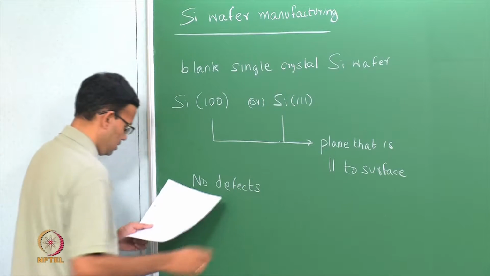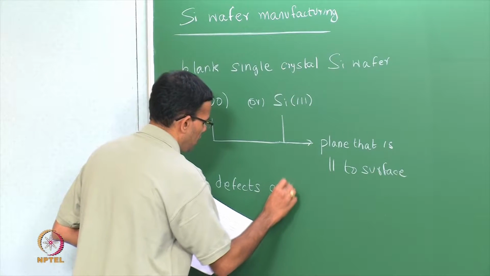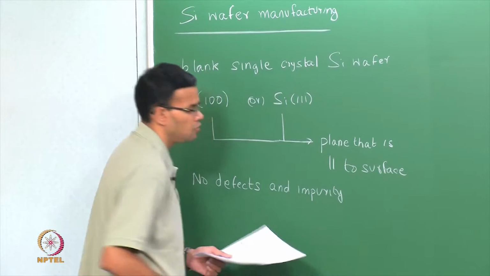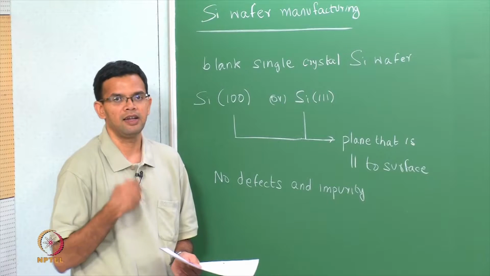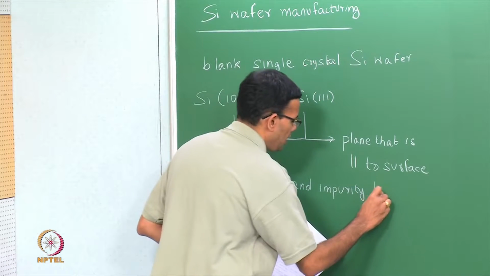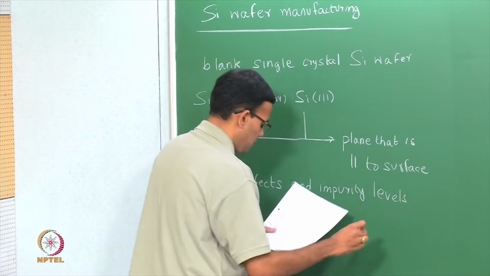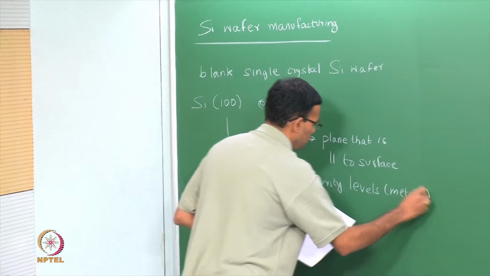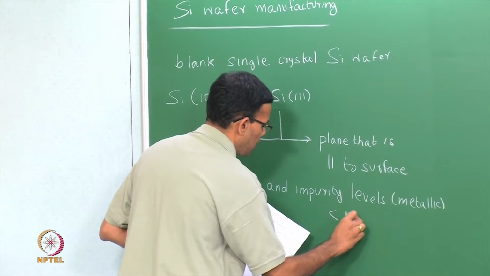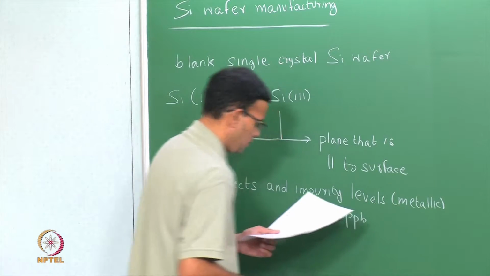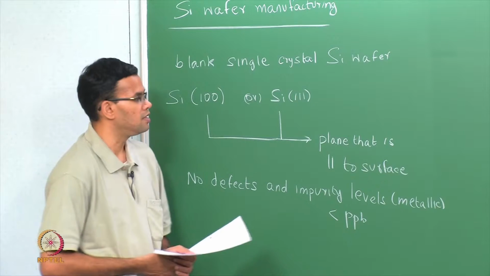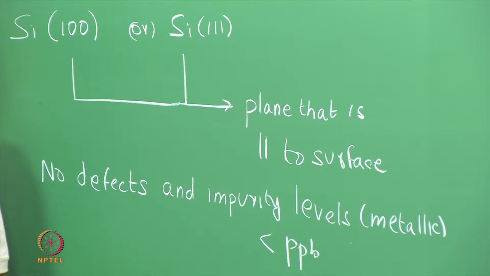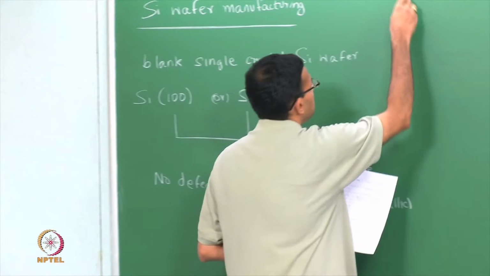So we ideally want materials with no defects and impurity levels. This should not be confused with dopants. Dopants are impurities that are added intentionally, but impurity levels, especially metallic, should be less than a few parts per billion. So we want a material that is extremely pure. Let me give you some specs in the case of a current 300 millimeter silicon wafer.